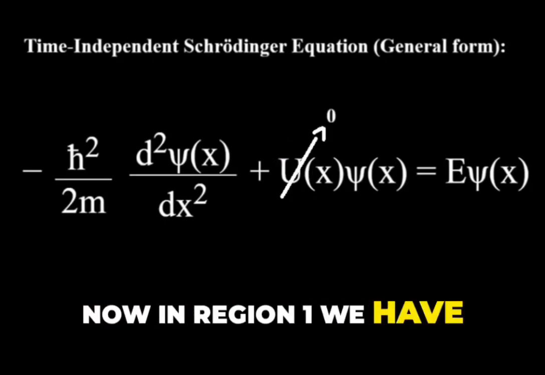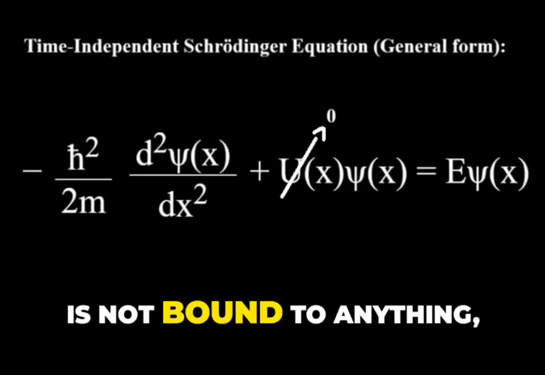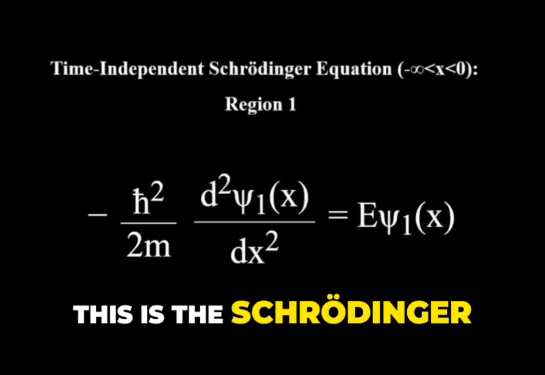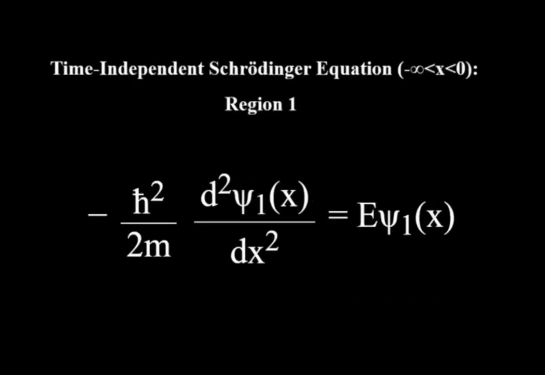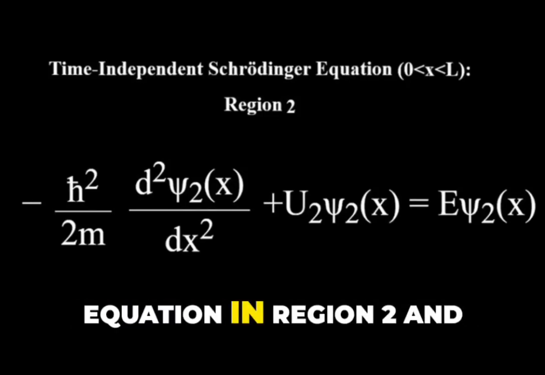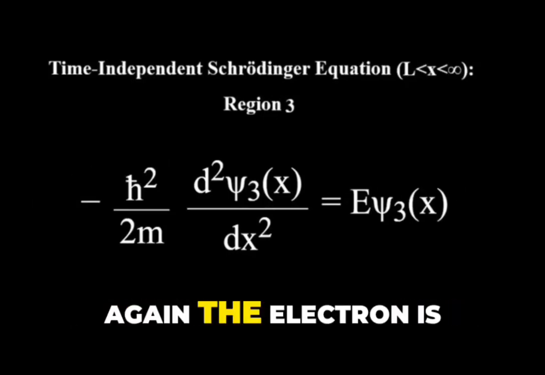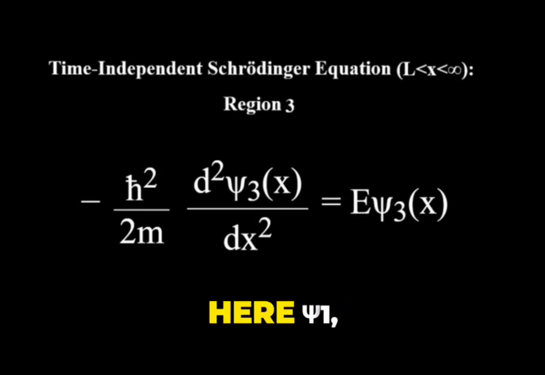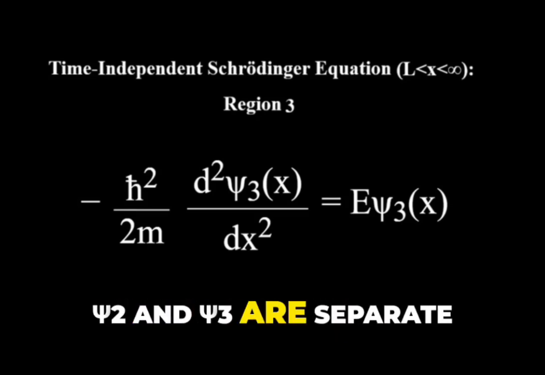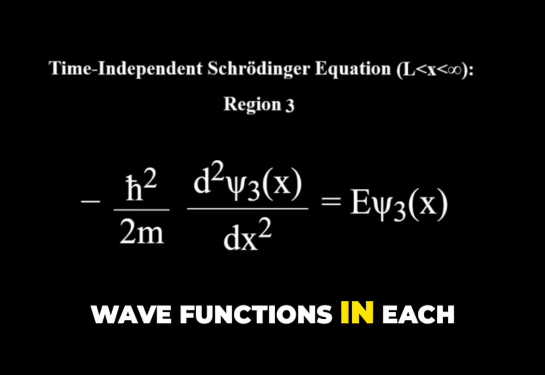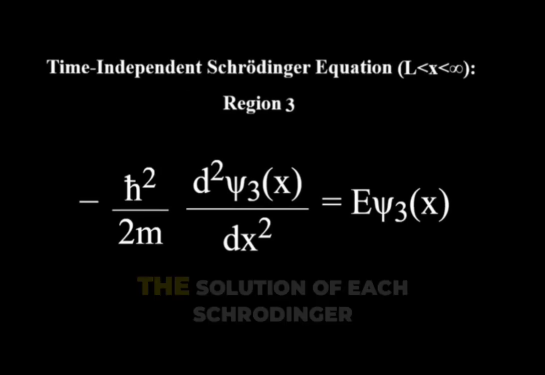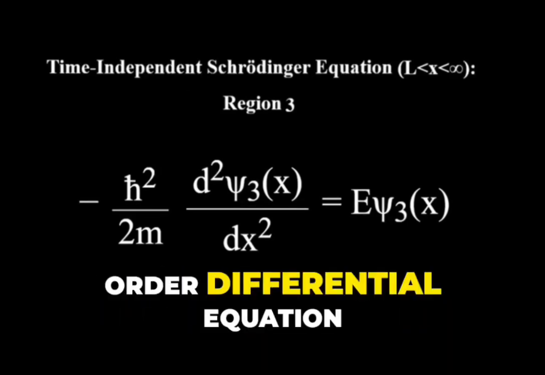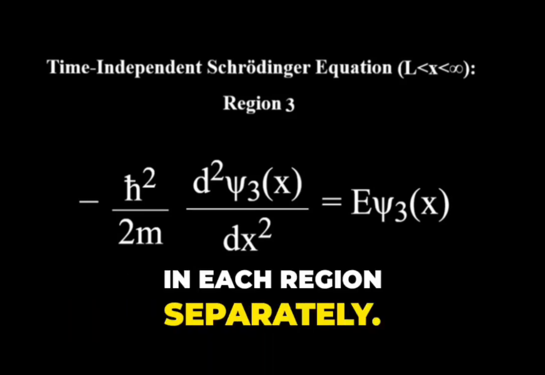Now in region 1 we have a free particle which is not bound to anything, so its potential is 0. This is the Schrödinger equation in region 1. This is the Schrödinger equation in region 2. And again the electron is free in region 3, so this is its Schrödinger equation. Here psi1, psi2 and psi3 are separate wave functions in each region. The solution of each Schrödinger equation can be found by solving the second order differential equation in each region separately.